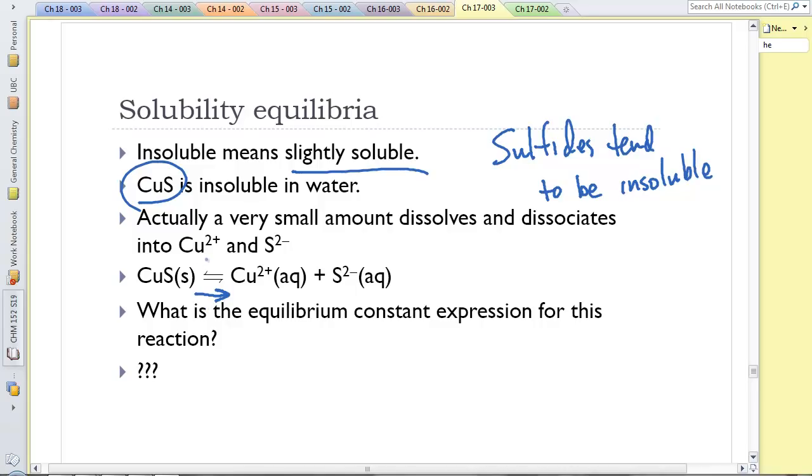Now, you might be asking, where's the water? A lot of times we just write water above the arrows because water is not technically reacting with the salt. It's just hydrating the salt and pulling some of those ions into solution.